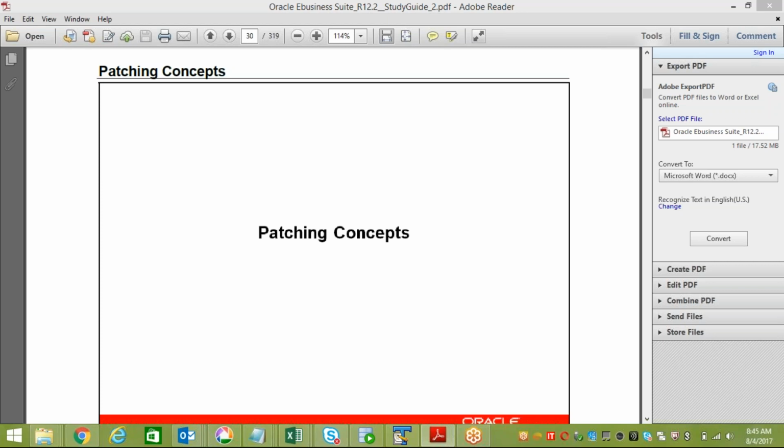Okay, so what is the major difference between the previous patching and this patching? What kind of analysis do we need to perform? Such things we will discuss today.